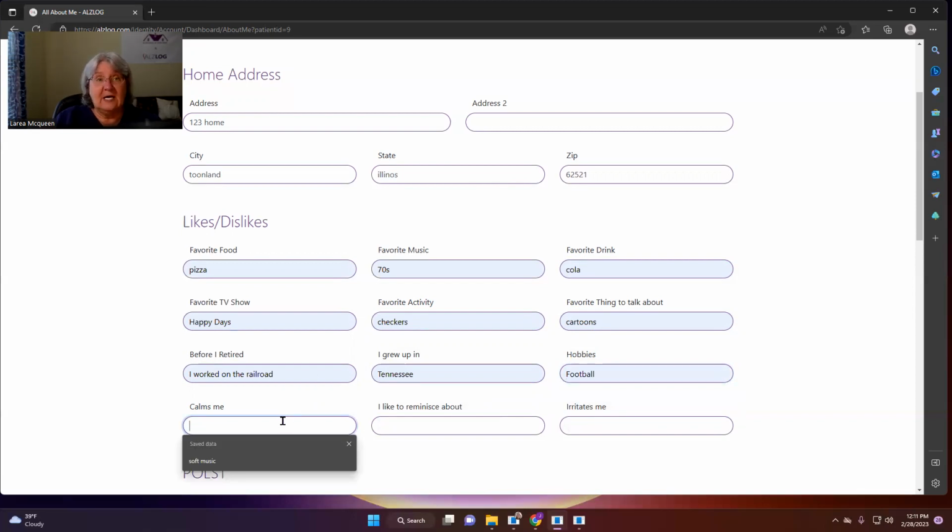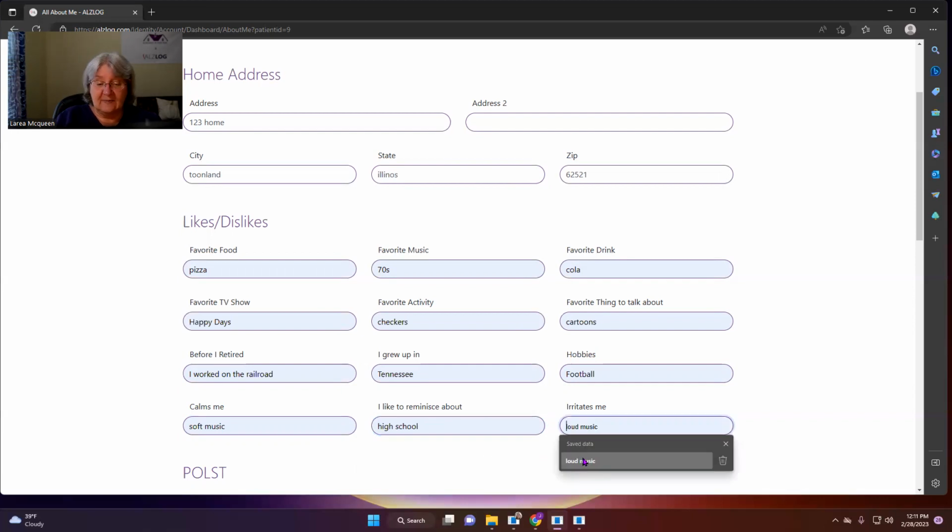Then this here is what calms me. This is important because if your loved one gets upset, what can I do to help calm them down? What works for you? So this person, it would be soft music. What do they like to reminisce about? If I want to try to get them talking, what's the best thing that's going to work?